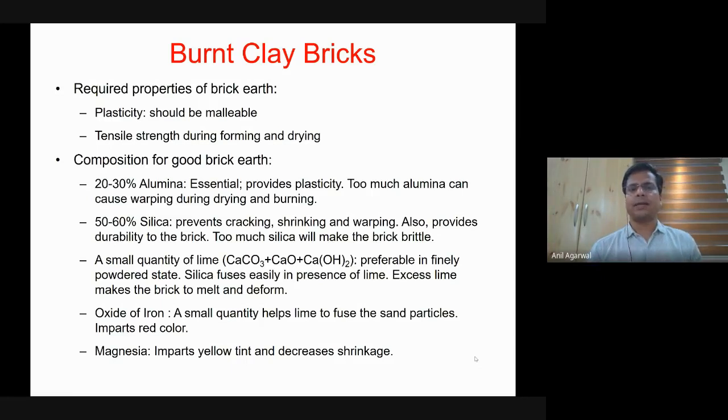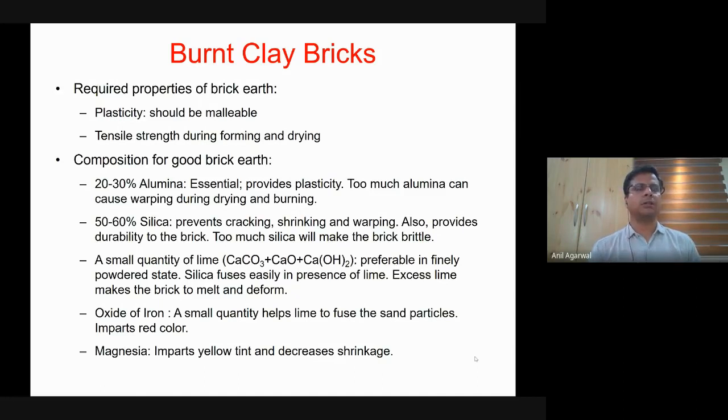The alumina has this property, and it provides this malleability during the wet period when it is soft and muddy. Now, if the clay that you're using has too much alumina, then it will be very difficult to handle because it will be too malleable.